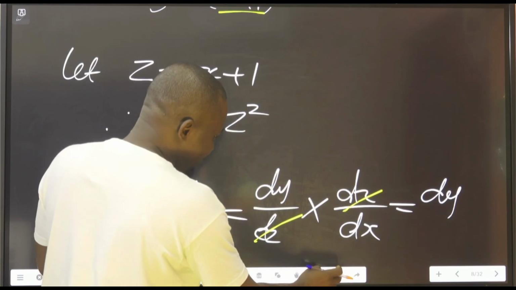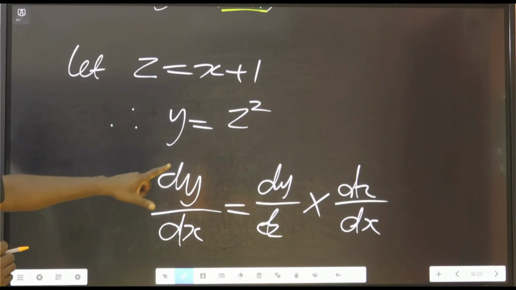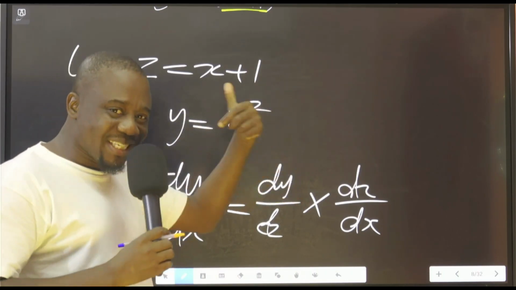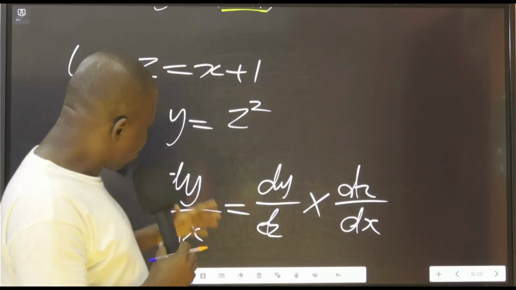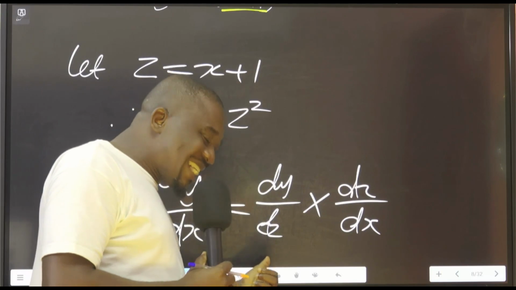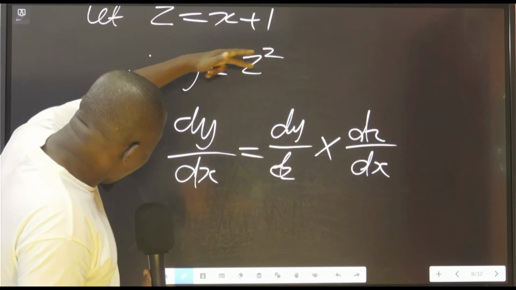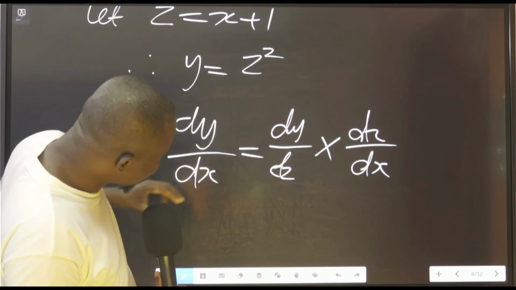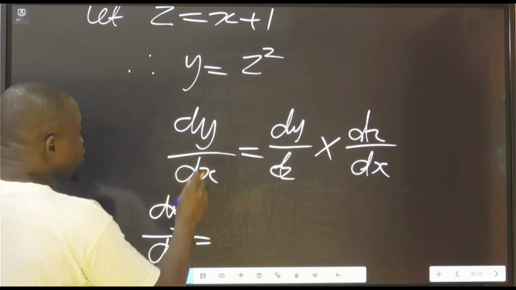Let me explain. As you can see in this place, we are looking for this. We want z to assist us because we don't want to go into complexity. Okay? So therefore, we simply use chain rule. dy/dz multiplied by dz/dx. Let's see. Now that we have this, let's first of all find dy/dz.